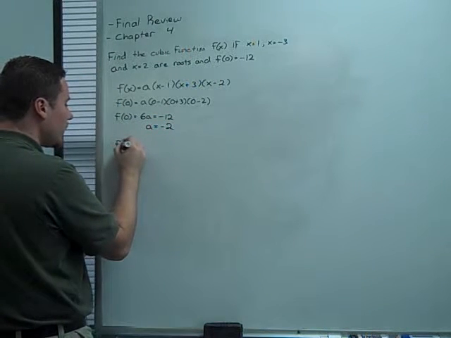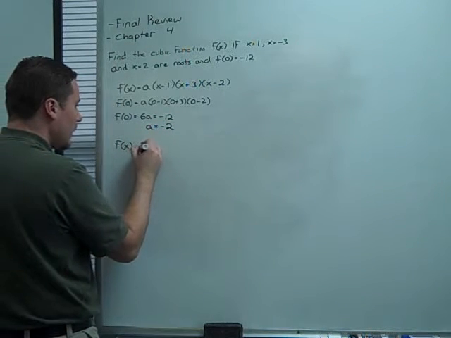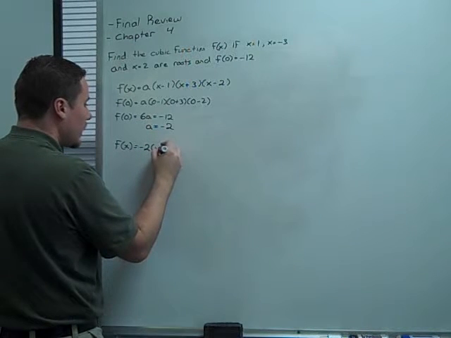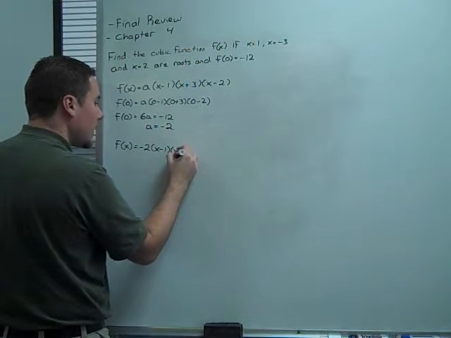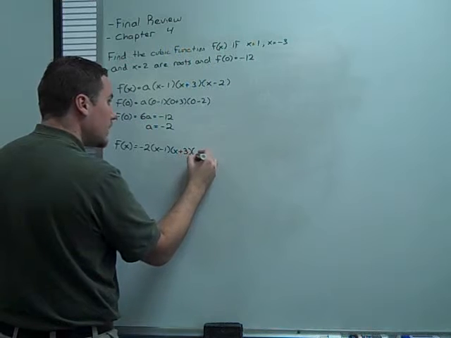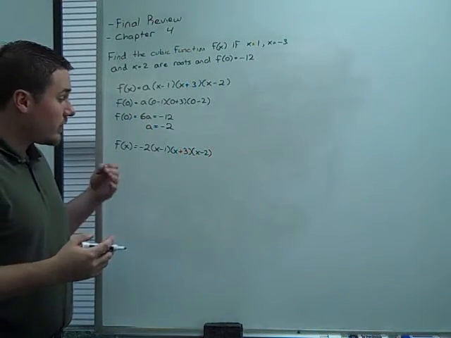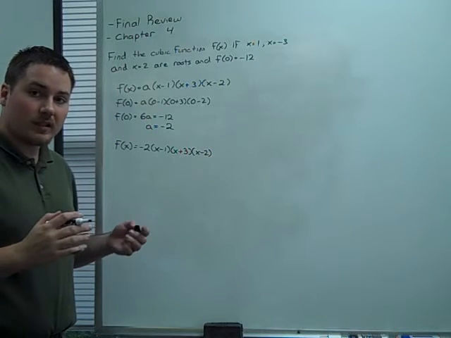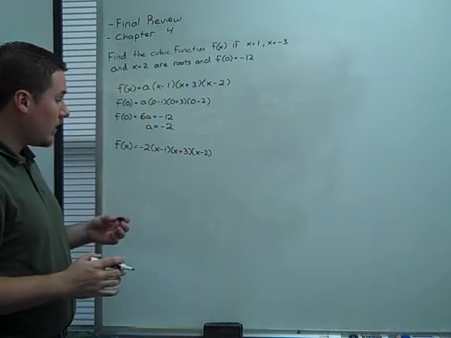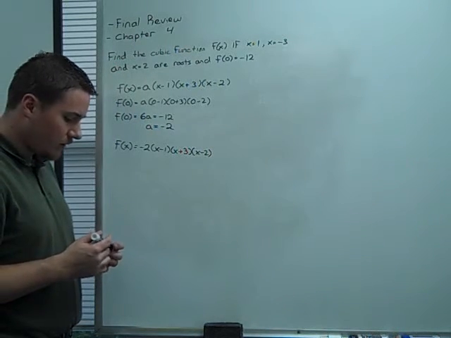So I then know that my polynomial is f of x equals -2 times x minus 1 times x plus 3 times x minus 2. And again, leaving it in factored form is entirely okay. You don't have to expand it if you're not called to.